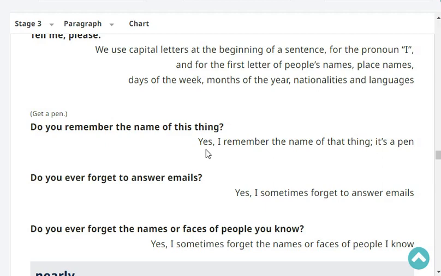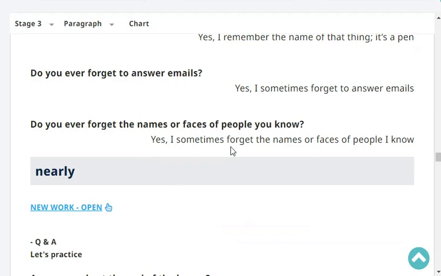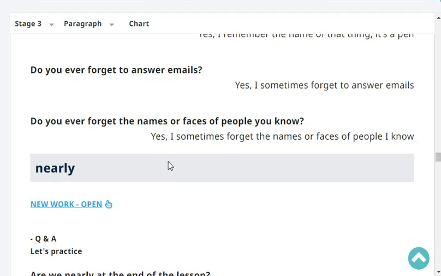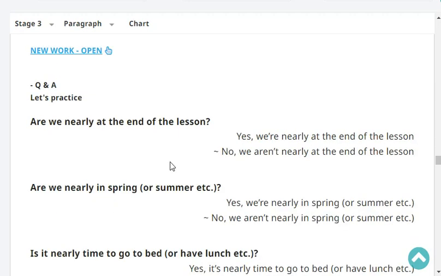Do you ever forget to answer emails? Yes, sometimes I forget to answer emails. Do you ever forget the names or faces of people you know? Yes, sometimes I forget the names or faces of people I know. Very good.